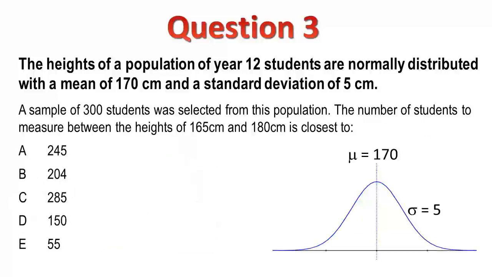Question 3. A sample of 300 students was selected from the same population. This time we're interested in the number of students that are likely to have measured between 165 and 180 centimetres. That corresponds to an area approximately equal to that shaded in our distribution. So let's see how to do this on the calculator.